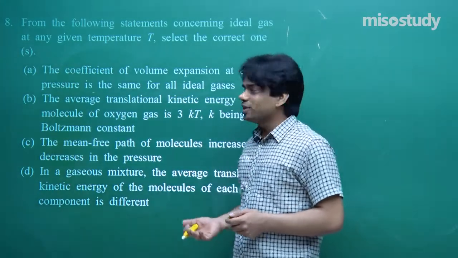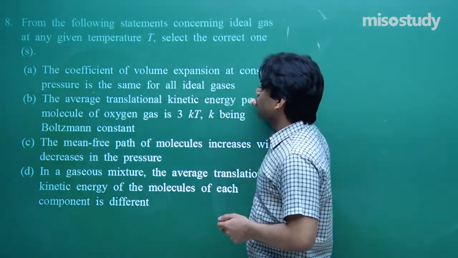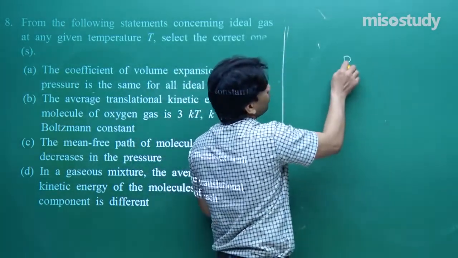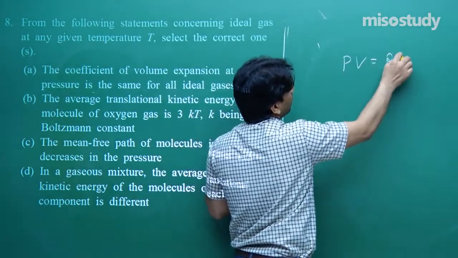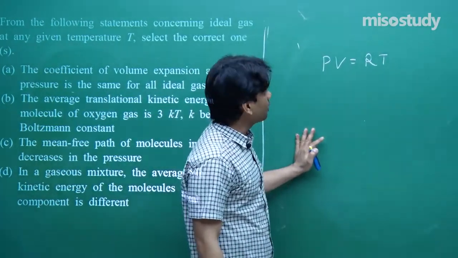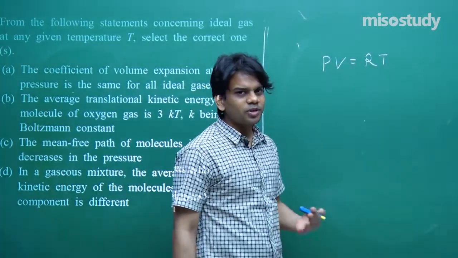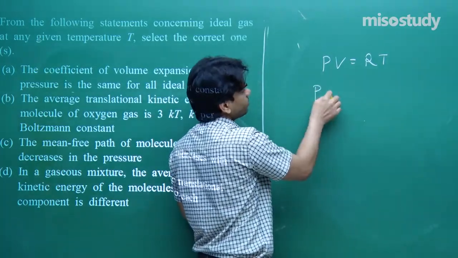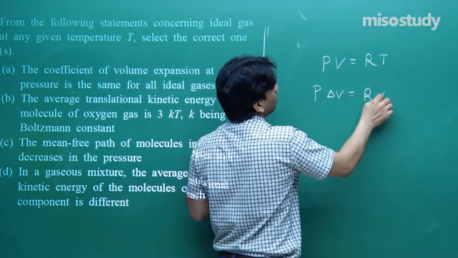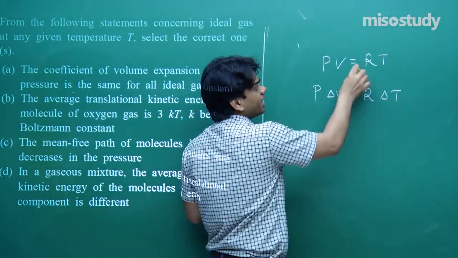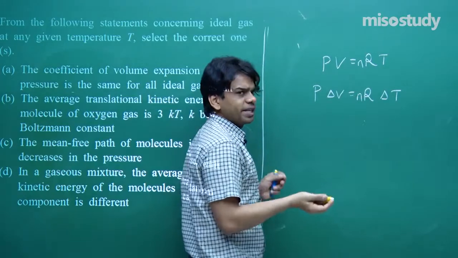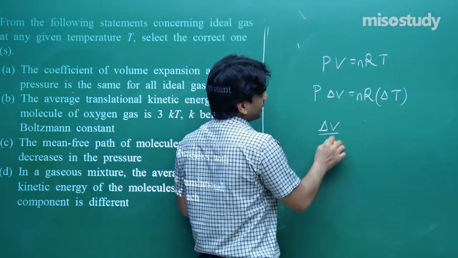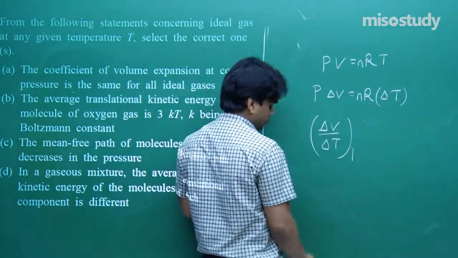Now, let me talk about the first: the coefficient of volume expansion at constant pressure is same for all ideal gases. At constant pressure, we all know that PV equals RT. We need to see how the volume expansion is related at constant pressure. Pressure is constant. If I take the differential, I can write P delta V equals R delta T. If I write the number of moles n also, nR, it will not make any change. So delta V by delta T is the coefficient of expansion at constant pressure.